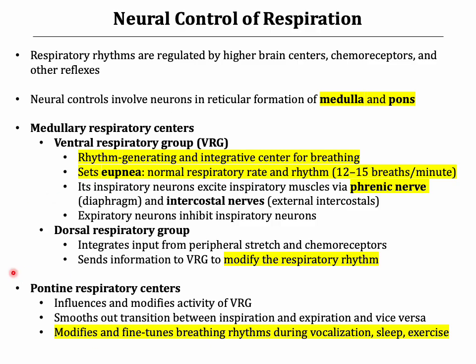Then our pons has a pontine respiratory center. This really helps to smooth out transitions between inspiration and expiration, and modifies our breathing rhythms during vocalization, sleep, exercise. So like my pontine respiratory center is really functioning right now. I'm trying my best to speak as well as I can and breathe at a somewhat normal pace.